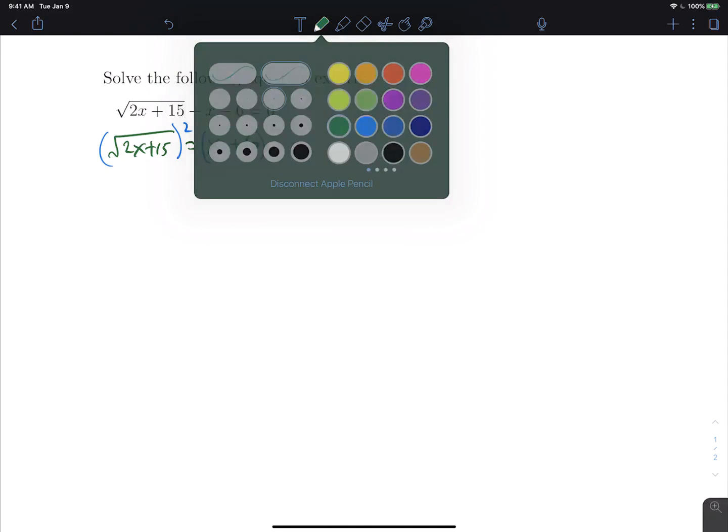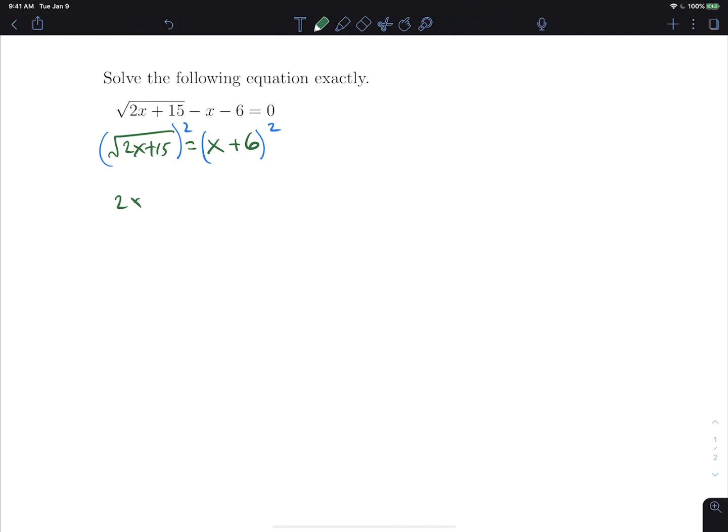Doing so is going to give just 2x plus 15 on the left-hand side. And on the right-hand side, square the x, square the 6, which gives us x squared, and then plus 36 at the end, but we still need that middle term. X times 6 is 6x, and then double the 6 gives us 12x.